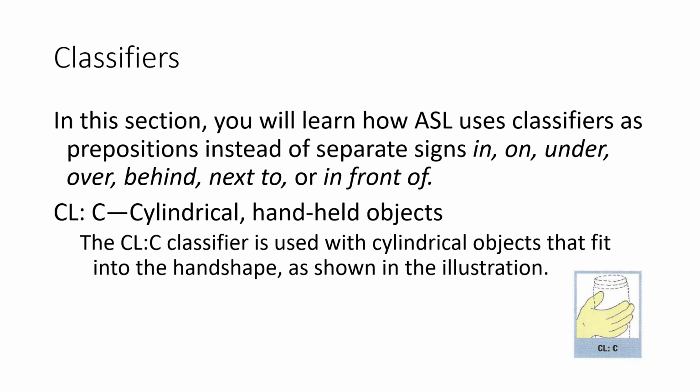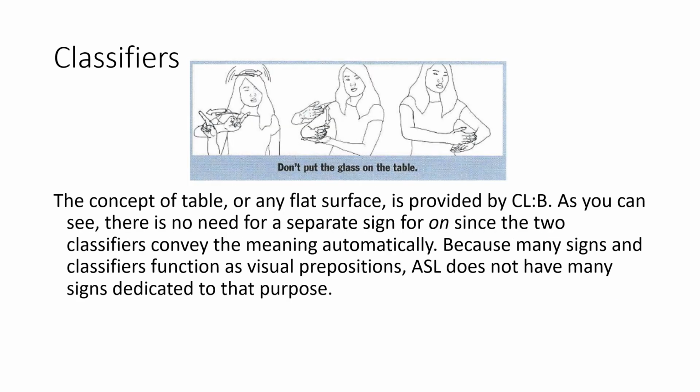Classifier C shows cylindrical or handheld objects. The classifier C is used with cylindrical objects that fit into the hand shape, as shown in the illustration. On the bottom right corner is the classifier C hand holding an imaginary cup. The concept of table or any flat surface is provided by classifier B. As you can see, there is no need for a separate sign for on since the two classifiers convey the meaning automatically. Because signs and classifiers function as visual prepositions, ASL does not have many signs dedicated to that purpose.